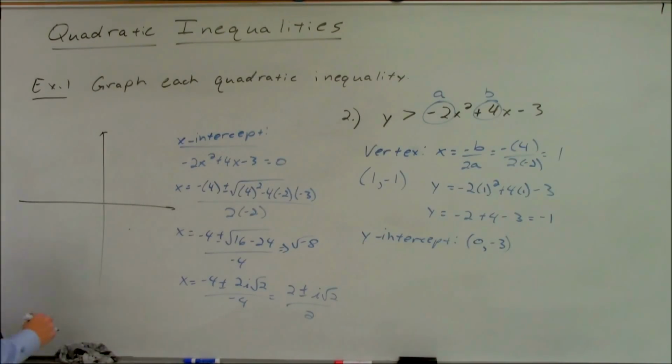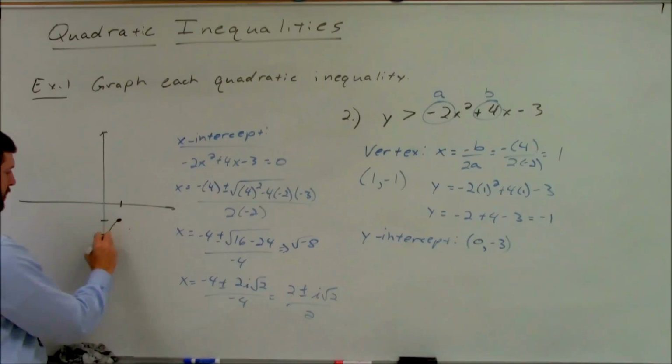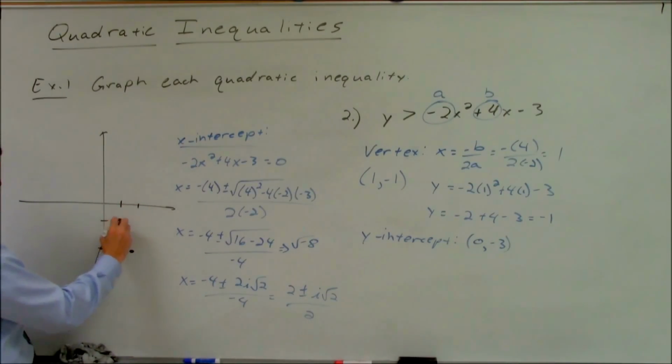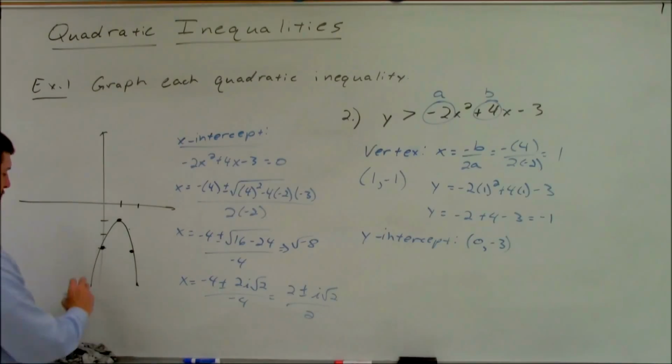So graph the vertex, over 1, down 1. Graph the y-intercept, 0, negative 3. And since we don't have an x-intercept, we've still got to balance our function out. We need the right-hand side of it because it's symmetric. So if it was left 1, down 3, then we should go right 1, down 3 to get the other side of our graph. And that's just using that idea of symmetry.